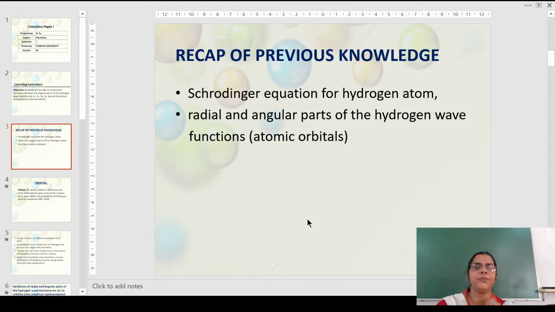In the previous session, we have seen how the Schrodinger wave equation can be applied to a system like the hydrogen atom, a two-particle system. We also learned how there is a change from the Cartesian coordinates into the polar coordinates, and we also learned the equation given in polar coordinates.